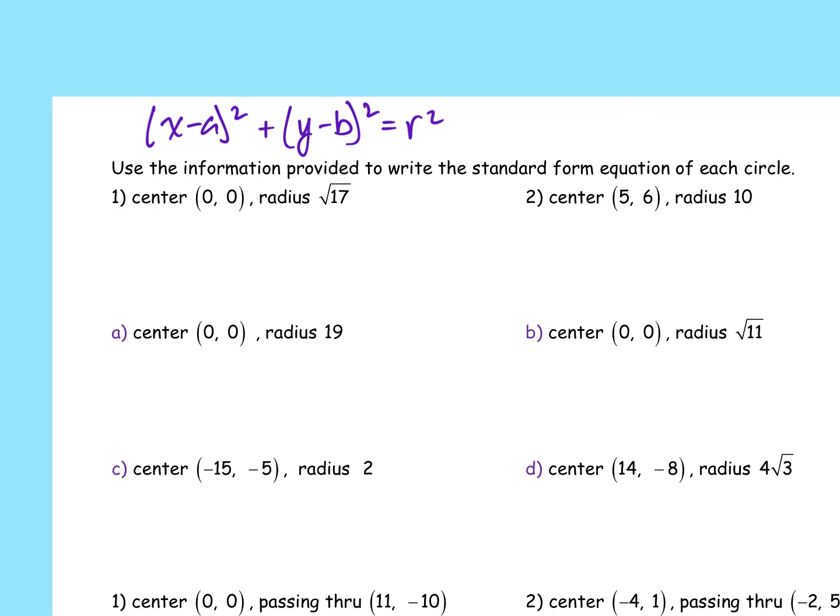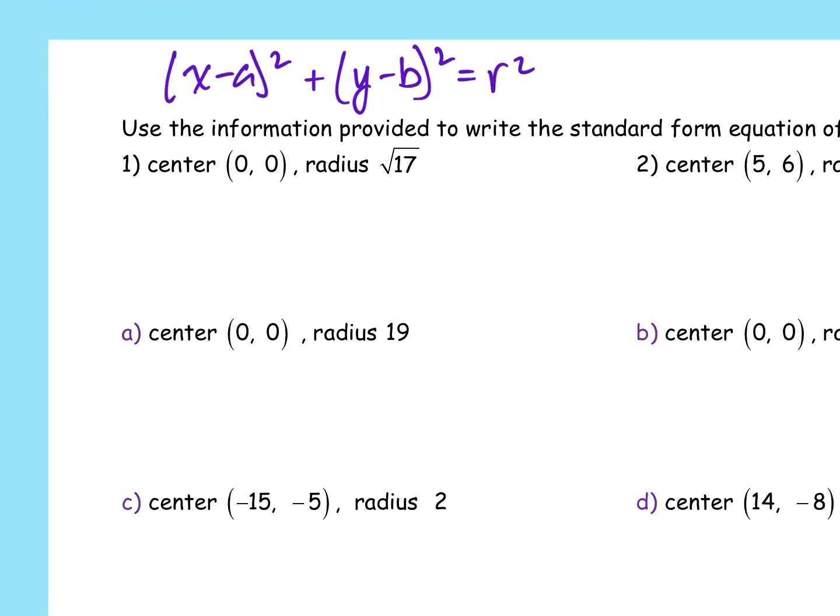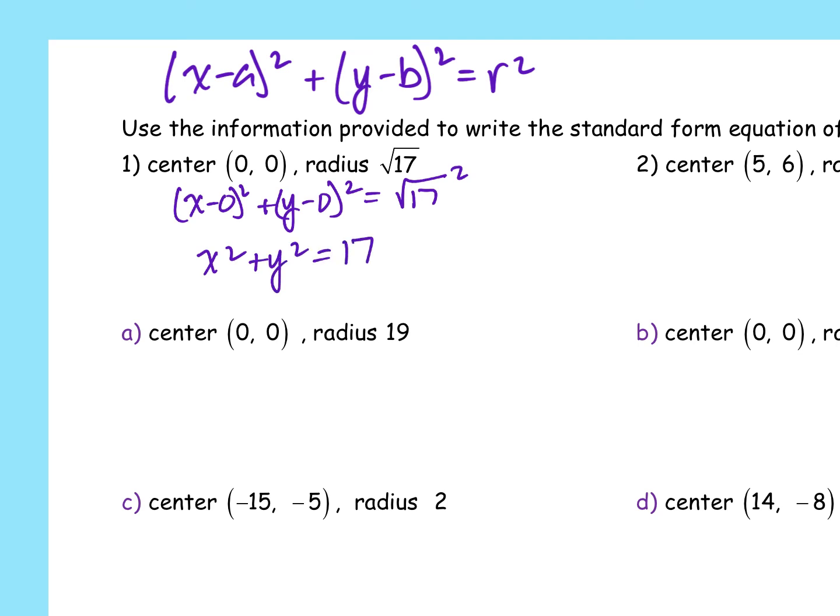So I have a center at (0, 0). So I can actually say, x minus 0 squared plus y minus 0 squared equals the square root of 17 squared. So I get x squared plus y squared equals 17. Questions on that? Are we okay?